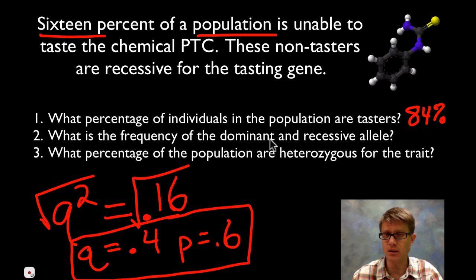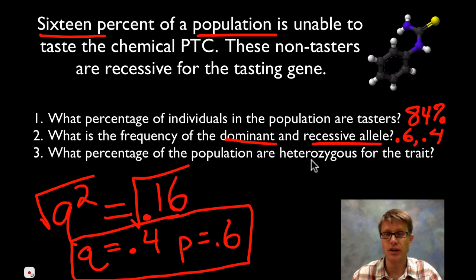What is the frequency of the dominant allele and what's the frequency of the recessive allele? Well, the frequency of the dominant allele, we've already solved that. That's going to be our p-value, so that would be 0.6. And then what about the recessive allele? That's going to be 0.4. That's going to be my q-value. So I'm golden so far. Now let's go to the next one.